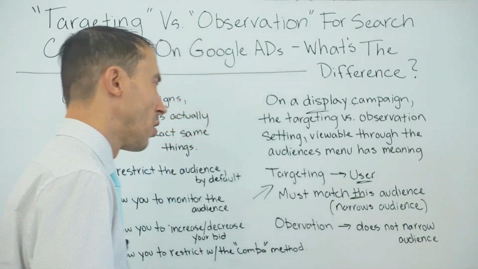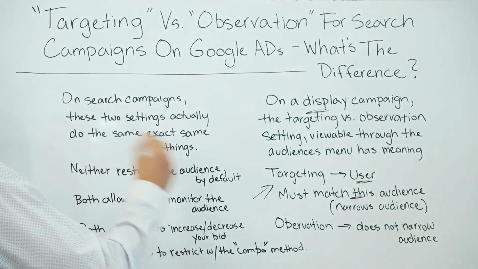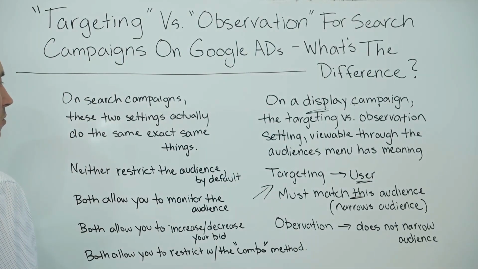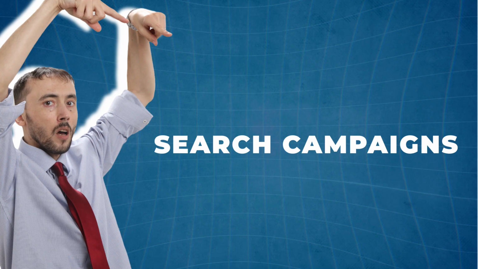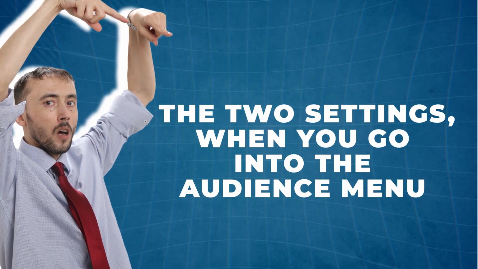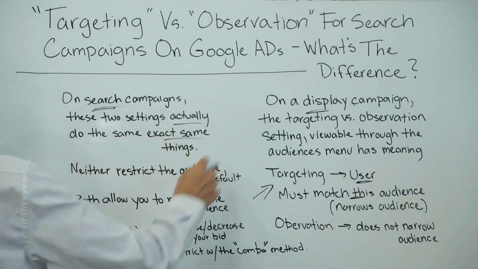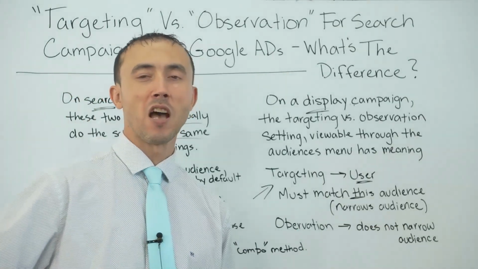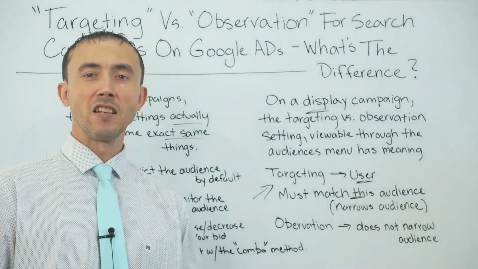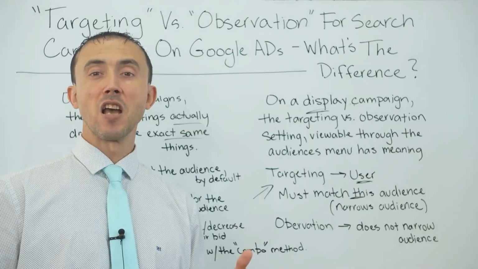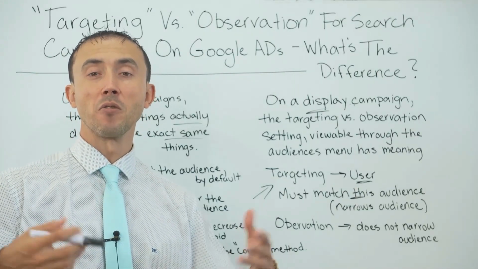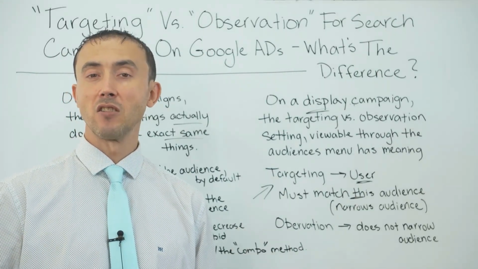So it's an "or" scenario, this or this or this, versus targeting this and this and this and this. So with that said, going into what we're talking about in today's video specifically, which is search campaigns. The two settings when you go into the audience menu, targeting versus observation, are actually doing the same exact thing. If you go into Google's documentation, it actually says they recommend for search campaigns the observance option, not targeting.